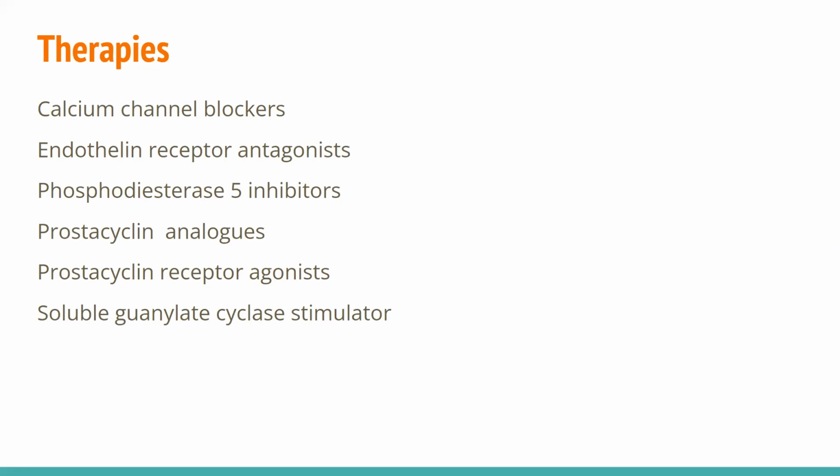Then the other is phosphodiesterase 5 inhibitors, including sildenafil and tadalafil. Prostacyclin analogs include both oral and IV or inhaled. Oral are beraprost and treprostinil, and inhaled are iloprost and treprostinil. Prostacyclin receptor agonists include selexipag, and soluble guanylate cyclase stimulators include riociguat.